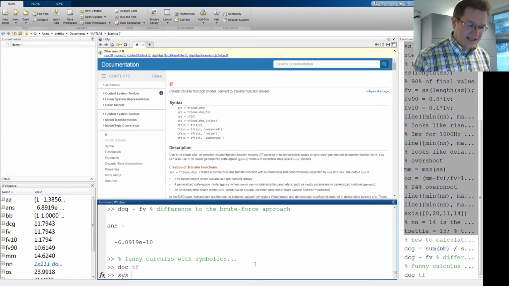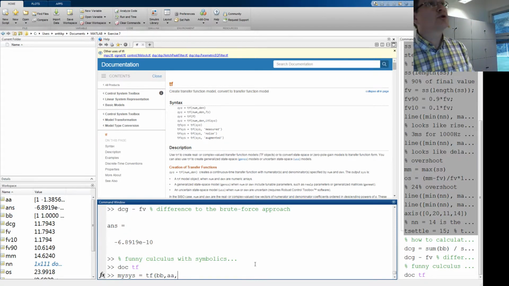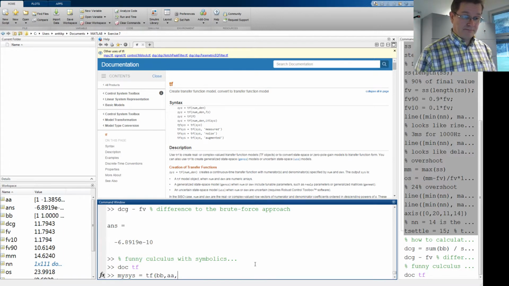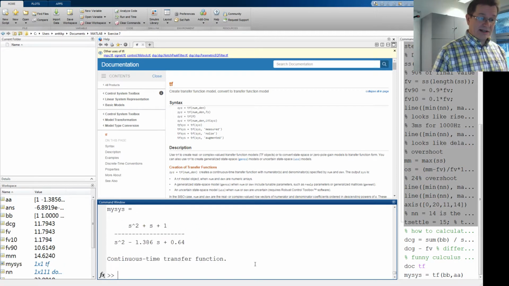So system, for example, what was this system? That was my system. My system equals transfer function, numerator is bb, denominator is aa. If I knew the sampling rate, I could actually put it here. And hopefully it understands that this is discrete time. Oh, it gave me a continuous time system.